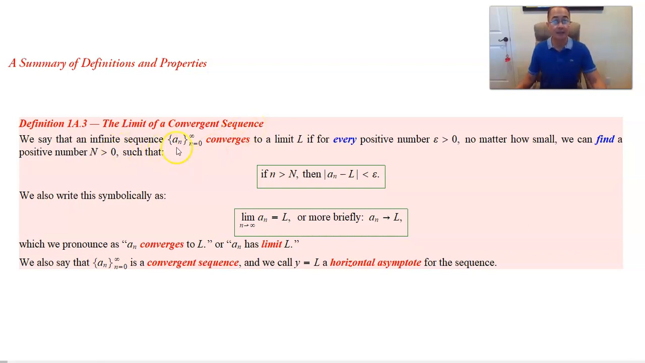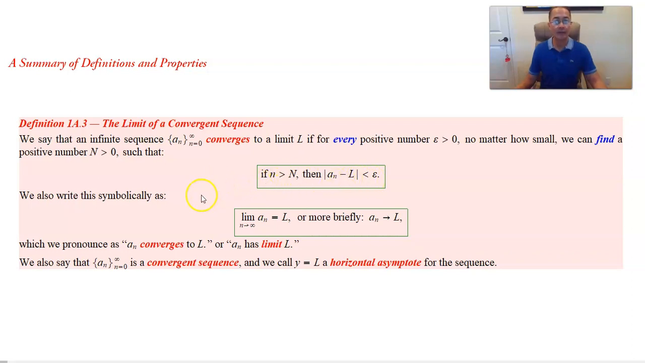We say that an infinite sequence a sub n, let's just say n going from 0 to infinity, converges to a limit L if for every positive number epsilon, no matter how small, we can find a positive number N such that if the subscript n is bigger than capital N, then the term a sub n minus the limit L in absolute value is less than epsilon.